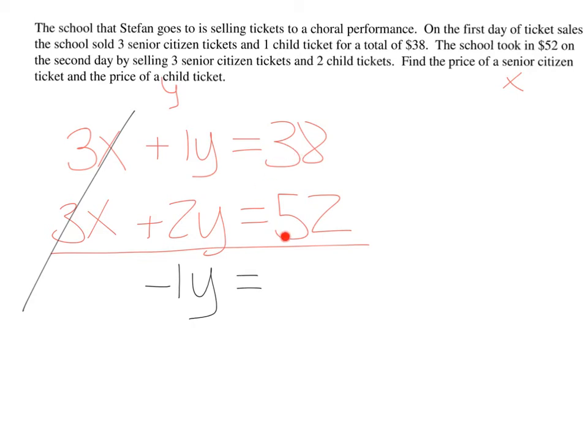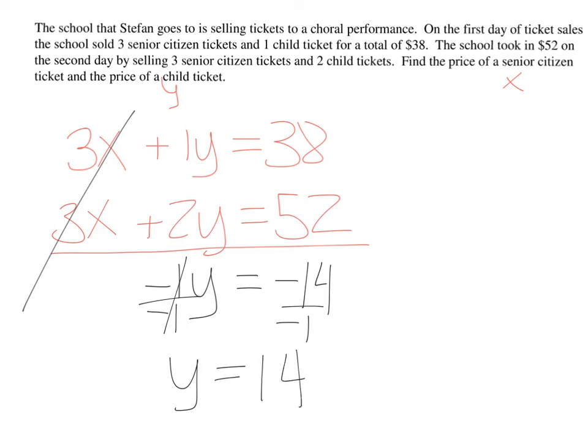And 38 minus 52 is going to be negative 14. And then we would just divide by the negative 1. So y is equal to 14. So we just remember what y stood for. Y was the price of the child ticket. So this is actually dollars. So the child ticket is $14.